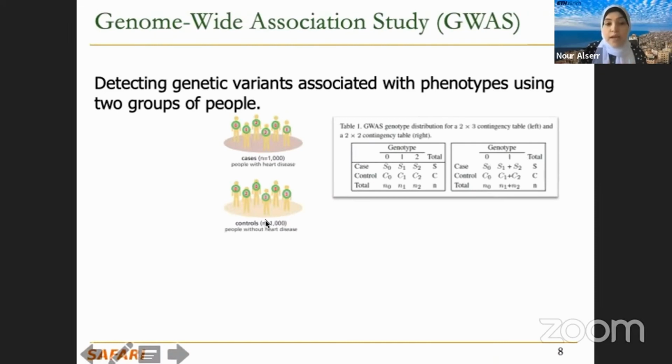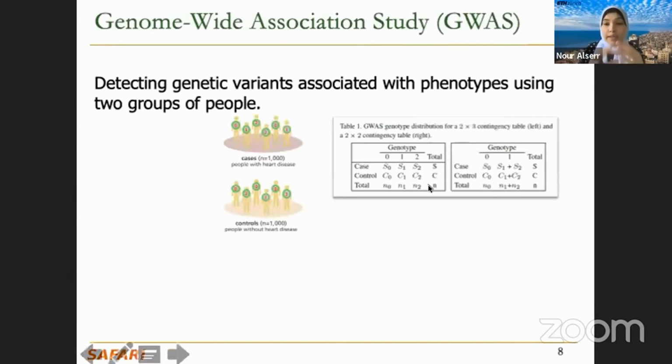Now, what we have from these studies are tables in which, for each case and each control group, we are trying to find how many of them have the value 0 at that SNP, how many have the value 1, and how many have the value 2.